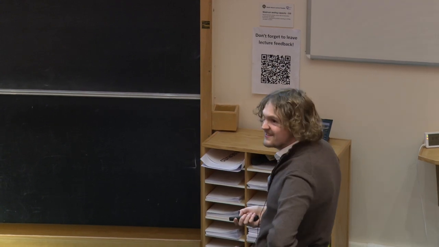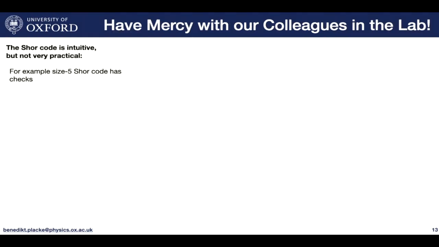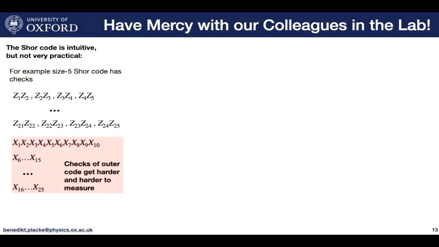All right. So then let's look at what people are up to right now. The first observation that I want to tell you is I titled this "Have Mercy with the Colleagues in the Lab", because I already told you the Shor code is intuitive but not very practical. For example, take the one size larger, where we repeated stuff 5 times. Then the Z checks will be okay, because you only have to ask about neighbors. But I already hinted that the other checks of the outer code grow, because you have to ask things about logical states, and these operators get very hard to measure. So it's not a scalable thing if you want to do it in the lab.